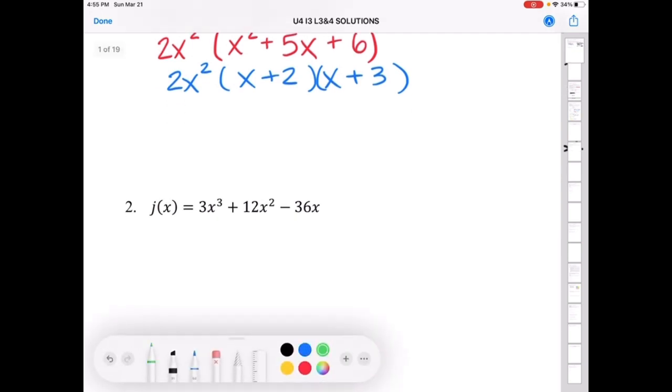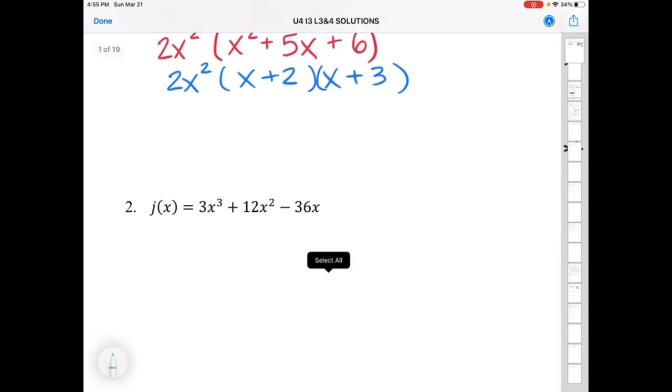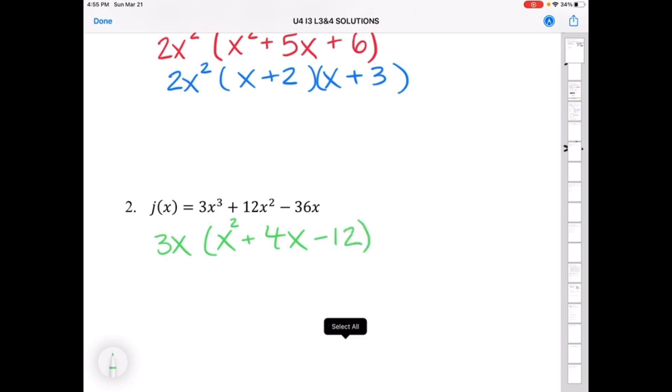Here, we can factor out 3, but we can also factor out an x. So with 3x factored out, I'm going to be left with x to the second plus 4x minus 12.